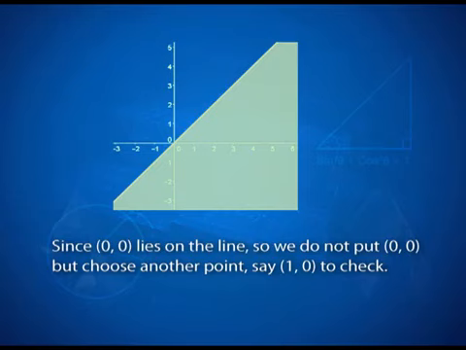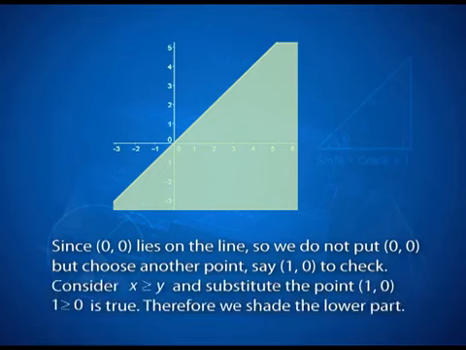Note that (0, 0) lies on the line, therefore, we cannot use (0, 0) to decide the portion which has to be shaded. We choose some other point, say (1, 0) and check. Substitute (1, 0) in the inequality x greater than or equal to y. This gives us 1 is greater than or equal to 0, which is true. Therefore, we shade that part of the plane which contains the point (1, 0) and hence the lower part.